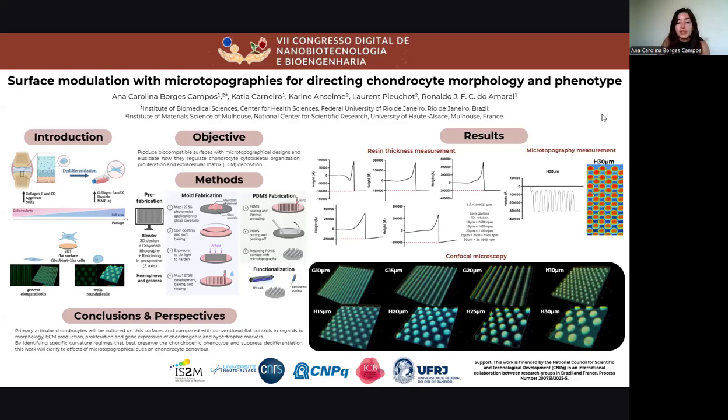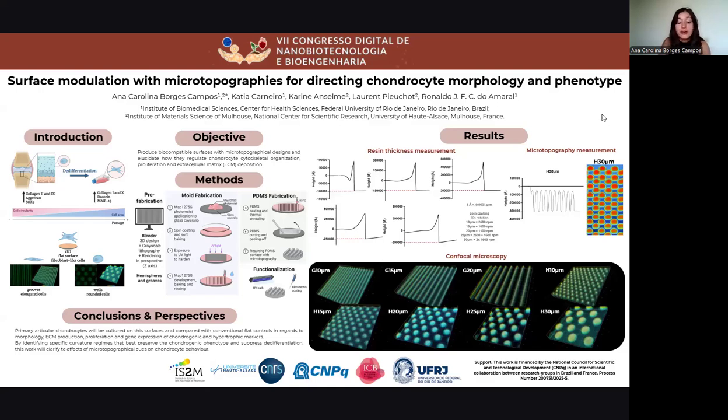So during passaging, the chondrocytes will progressively lose their phenotype, which will affect the cartilage production after reimplantation. So, although many studies have investigated the effects of substrate stiffness on chondrocyte behavior, the influence of surface topography is still not fully understood. So, the objective of this work is to produce biocompatible surfaces with microtopographical designs and to elucidate how they will regulate chondrocyte cytoskeletal organization, proliferation, and extracellular matrix deposition.